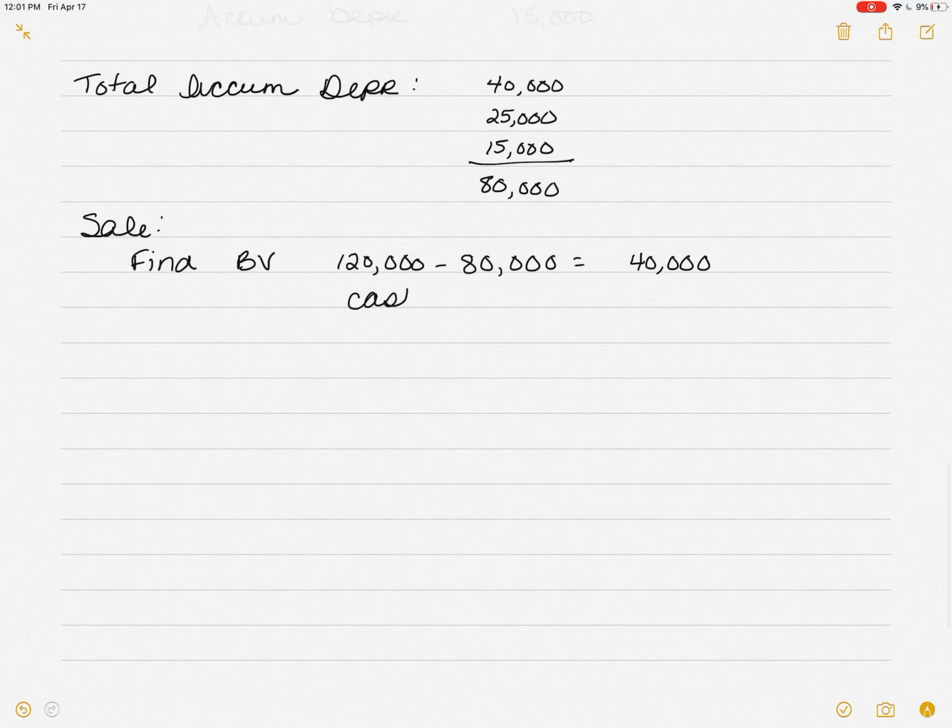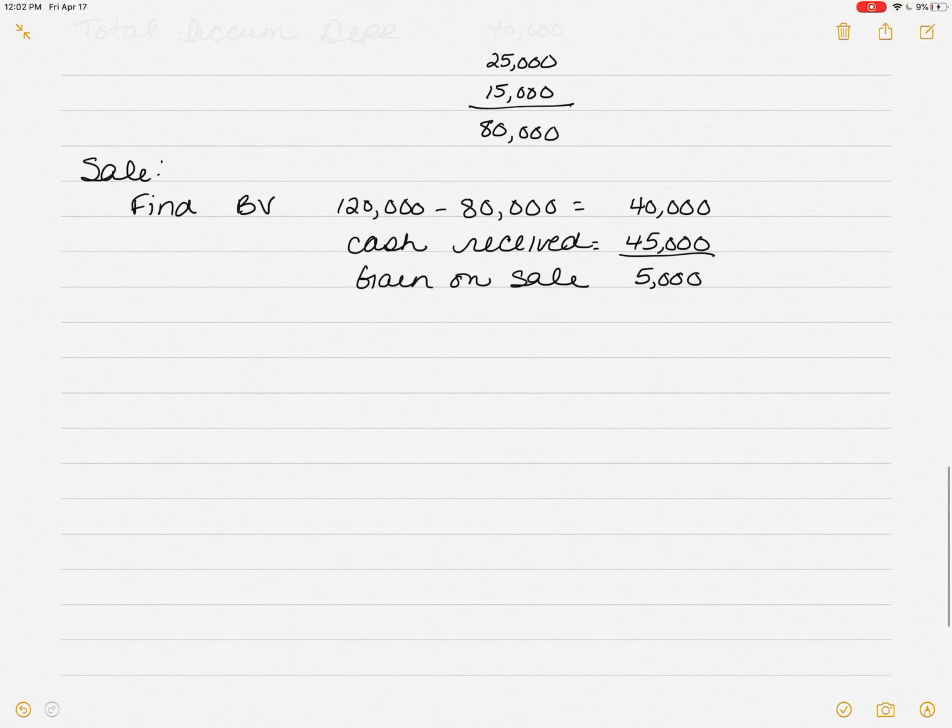The cash I received is 45,000, which gives me a difference of $5,000. Now, since the cash I received is higher than the book value, this would be a gain on sale. When I go to record the journal entry to record this sale, I again debit my cash.